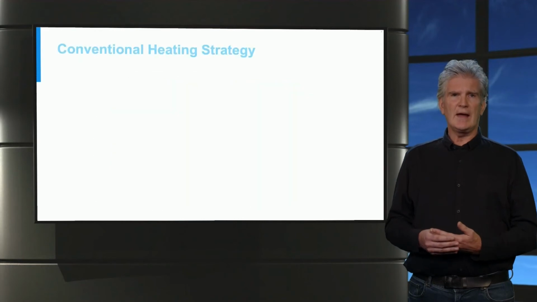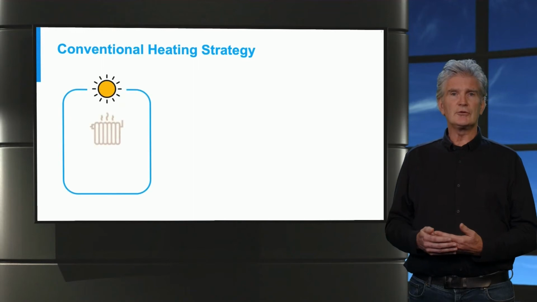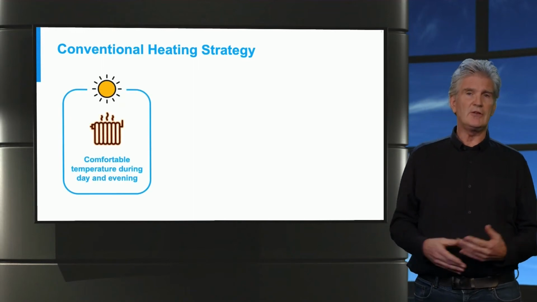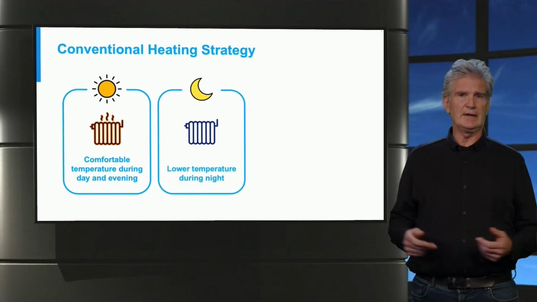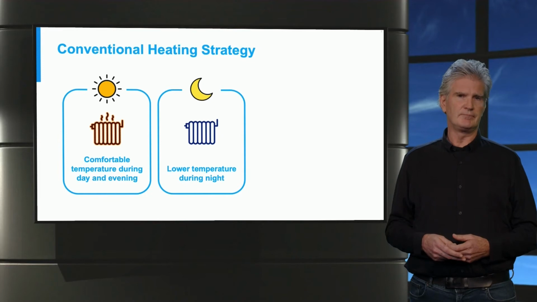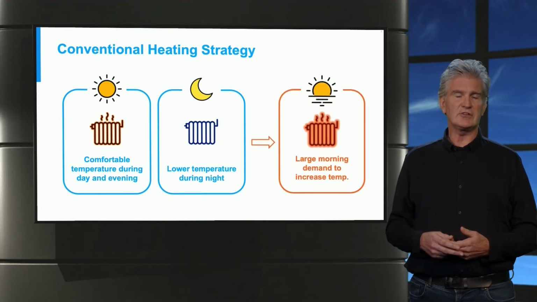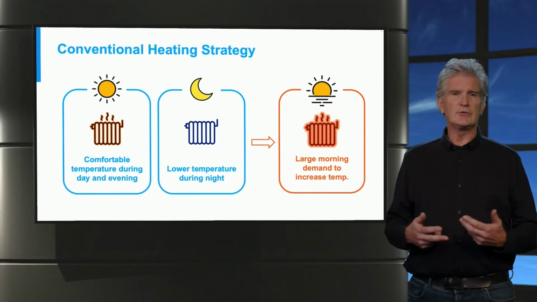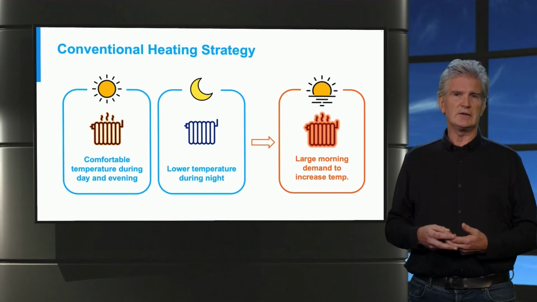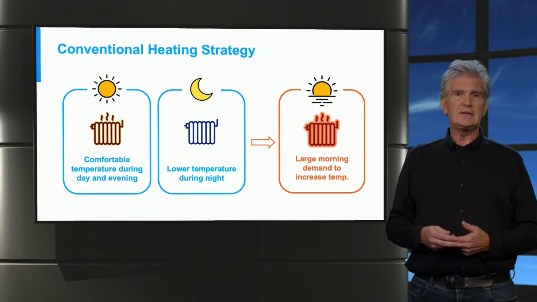Let's have a look what happens with a conventional heating strategy. During the day, you turn the heating on and this provides the required comfortable temperature. And during the night, when you go to bed, you turn off the heating. And of course, as a consequence, the temperature will drop down gradually. In the morning, when you wake up and you turn on the heating again, the temperature is expected to rise quickly to the comfortable temperature. For that, a large heating power is required. So, in a conventional heating system, there's a high peak in the heating demand in the morning.